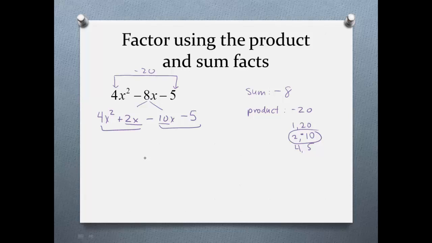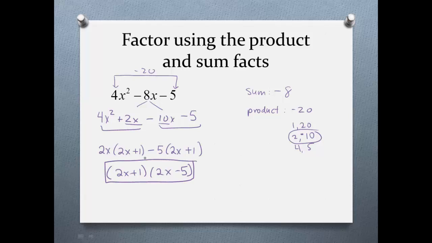Then I'm going to group. 4x squared and 2x have a 2x in common. Negative 10x and negative 5 have a negative 5 in common. So my factors are 2x plus 1 times 2x minus 5. And if you distribute that, you will find that you will get 4x squared minus 8x minus 5.